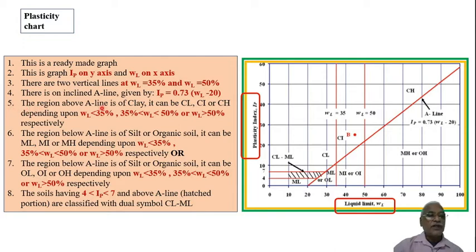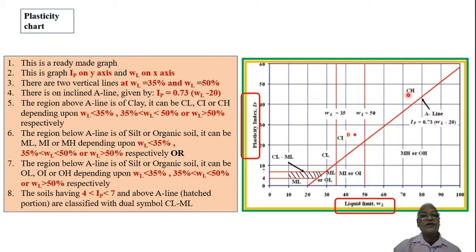Now the region above the A line is of clay. With respect to this line, if you look here, C here, C here, C here, C there, all that is clay. And below, if you look here, there is M. So the region above the A line is for clay, and the region below the A line is for silt. Then it can be CL, CI or CH. Here you can see that it is CL, here it can be CI, here it can be CH.